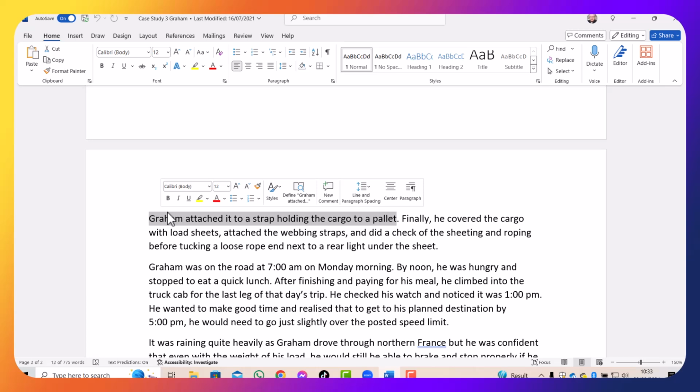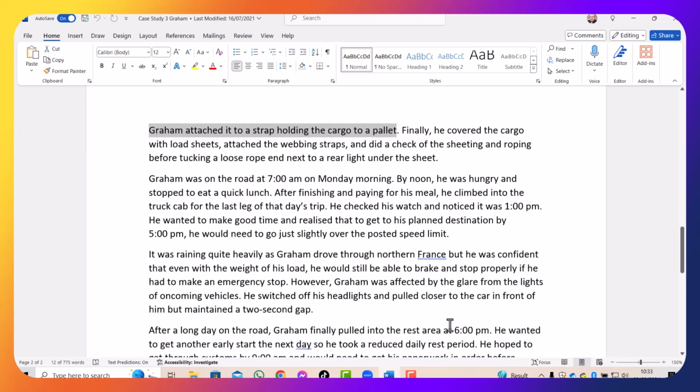Finally covered the cargo with load sheets. Attached the webbing straps and did a check of the sheeting and roping before tucking a loose rope end next to a rear light under the seat. Okay, you don't do that. You tie off the ends properly, yeah?